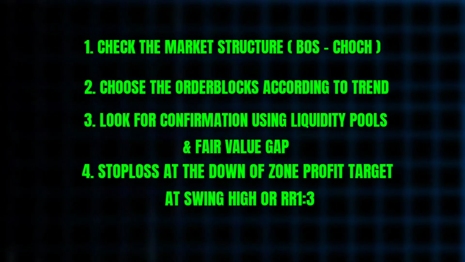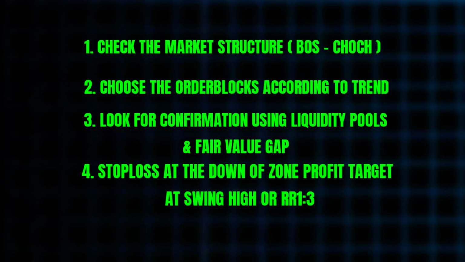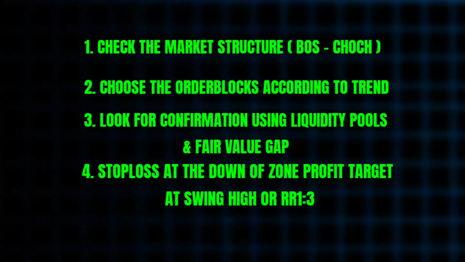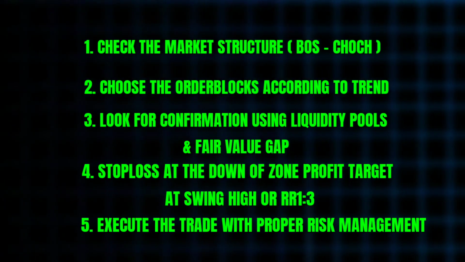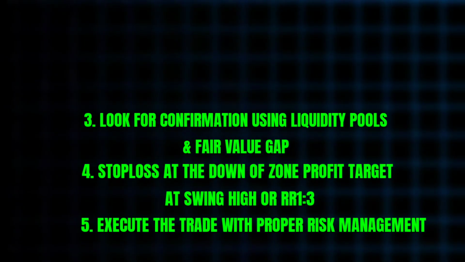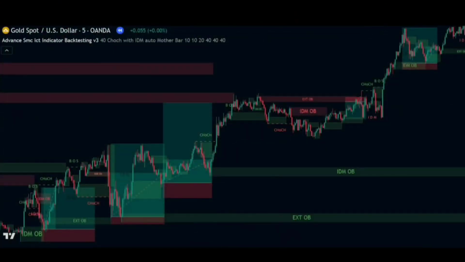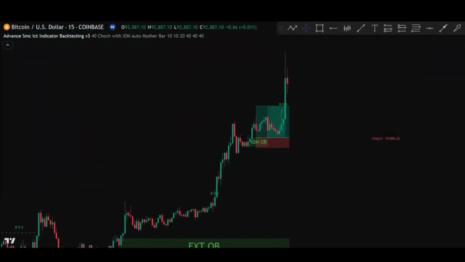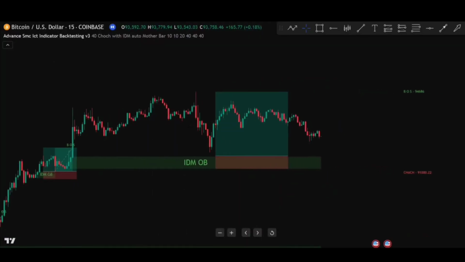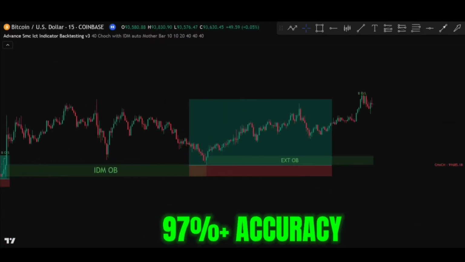4. Set your stop loss just beyond the zone, and your profit target at 1-to-3, or 1-to-5 depending on the setup. 5. Execute the trade and manage your risk. With this system, you're no longer reacting. You're predicting. You're no longer guessing. You're aligning with institutional activity. That's what Smart Money Algo Pro was built to do.